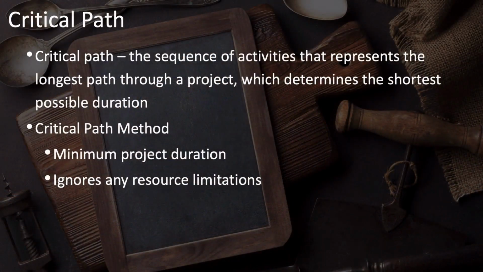The critical path is defined as the sequence of activities that represents the longest path through a project, which determines the shortest possible duration of that project. In other words, of all the different paths through the project from one activity to the next, that path that is the longest in duration is the critical path.